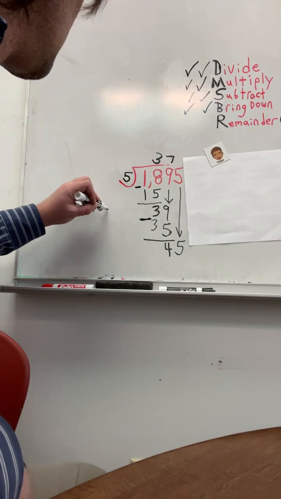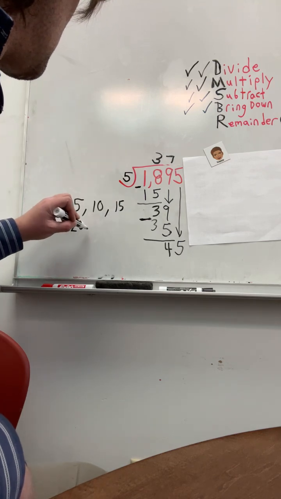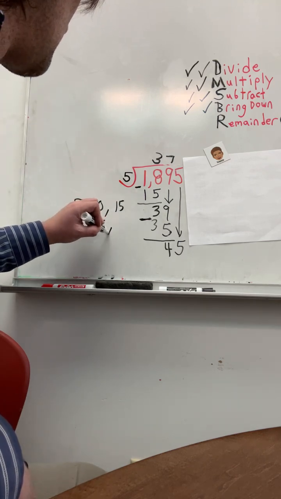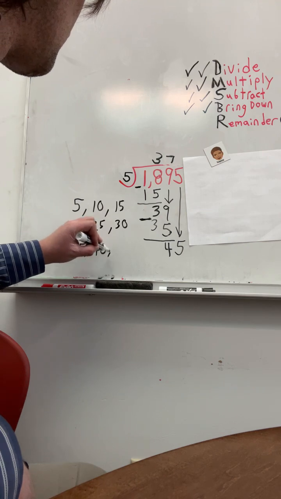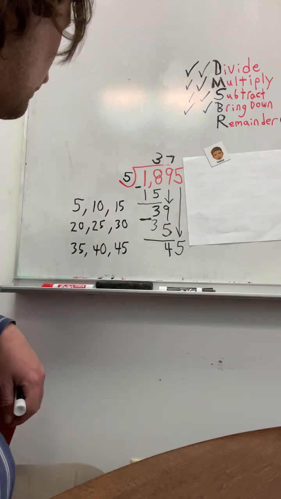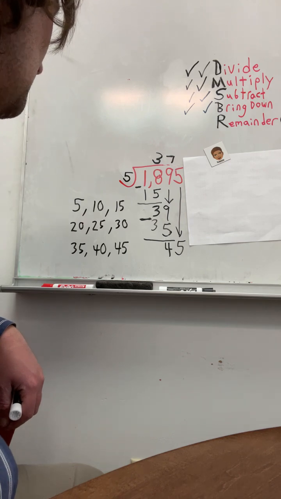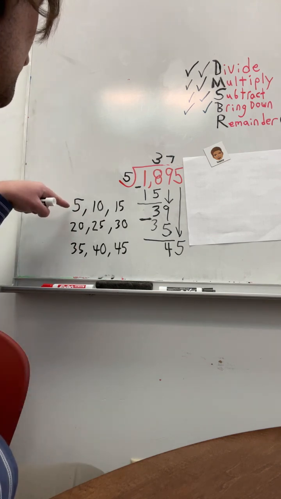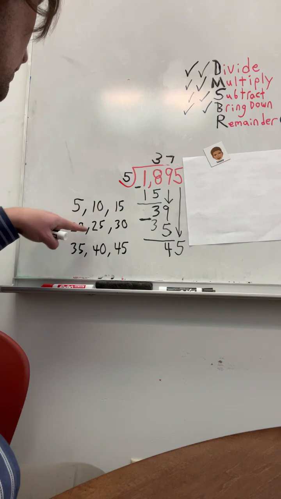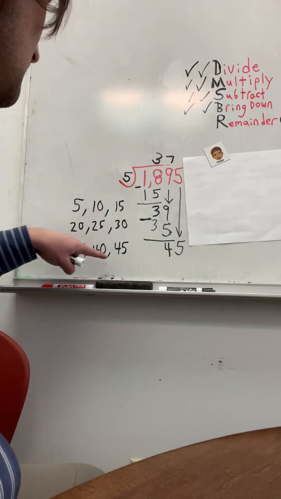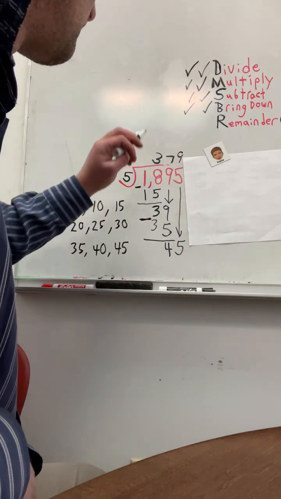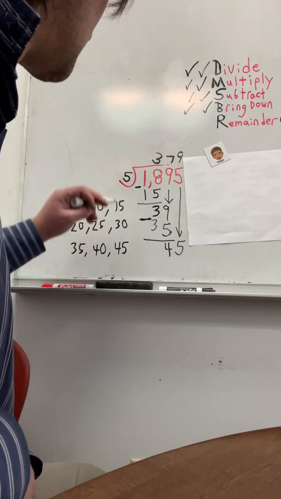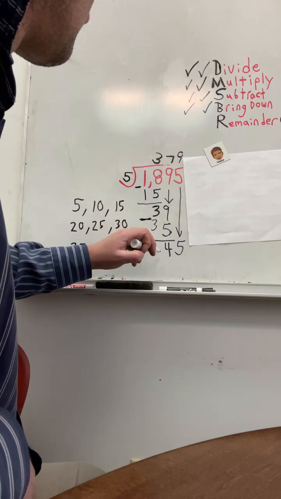5, 10, 15, 20, 25, 30, 35, 40, 45. Landed right on the number 45, no remainder. Now, how many times did I have to count by 5 to get to 45? Let's see. 1, 2, 3, 4, 5, 6, 7, 8, 9. So I had to count 9 groups of 5 to get to 45. 9 times 5 equals 45.